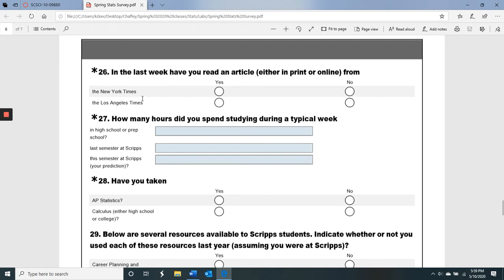So, have you read the New York Times? Yes, no. Sorry about that. There's a plane going right over my apartment. And the LA Times? Yes or no?